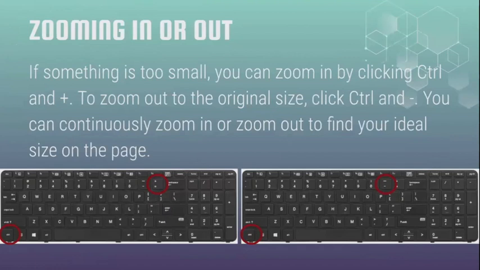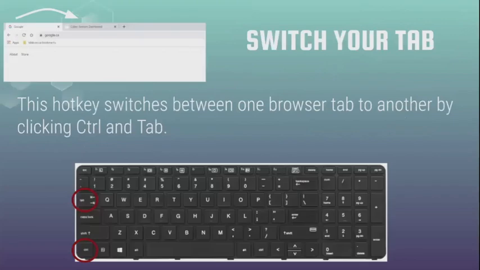Zooming in or out. If something is too small, you can zoom in by clicking CTRL and plus. To zoom out to the original size, click CTRL and minus. You can continuously zoom in or zoom out to find your ideal size on the page. Switch your tab. This hotkey switches between one browser tab to another by clicking CTRL and tab.